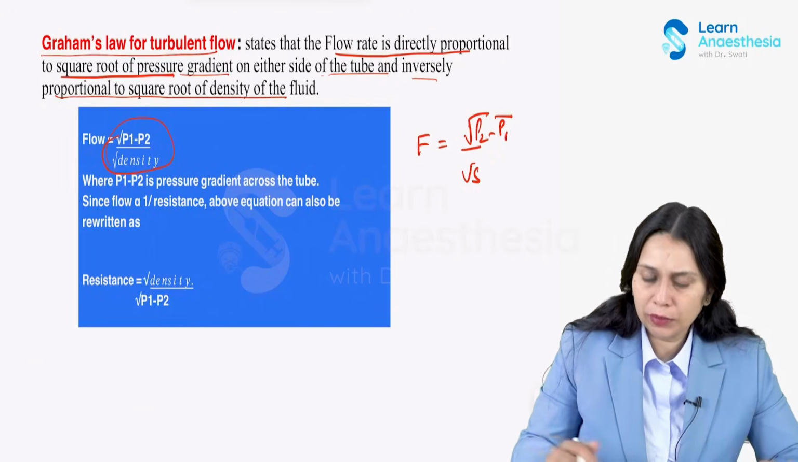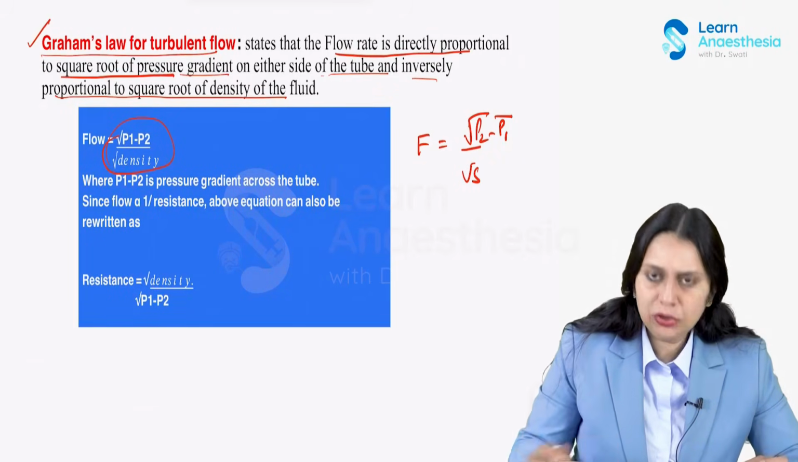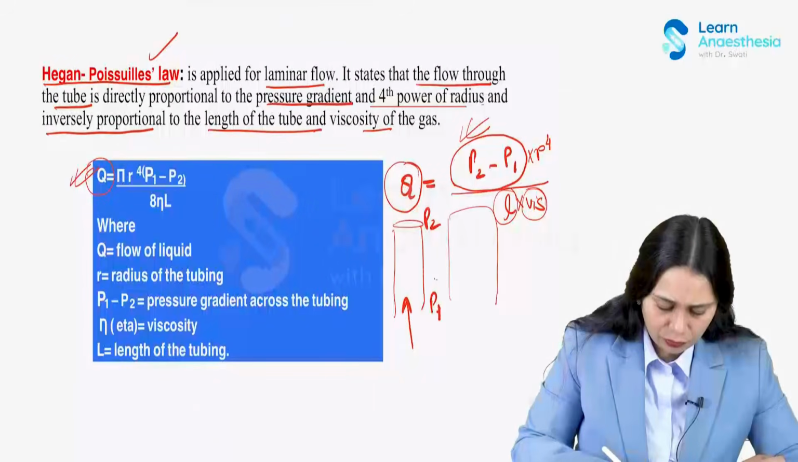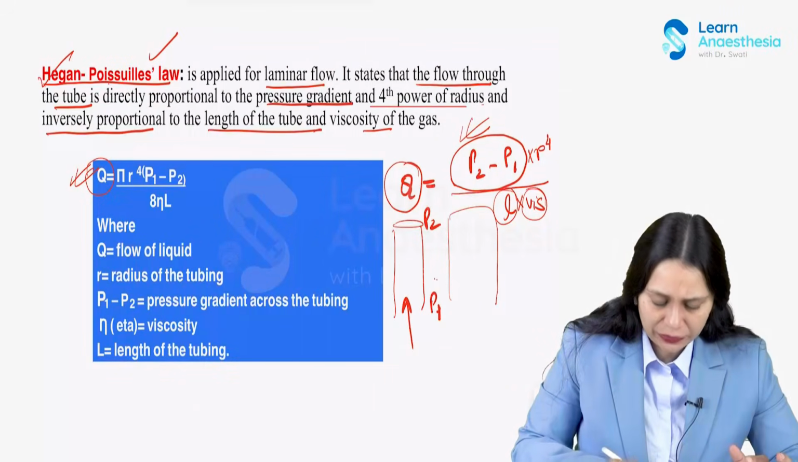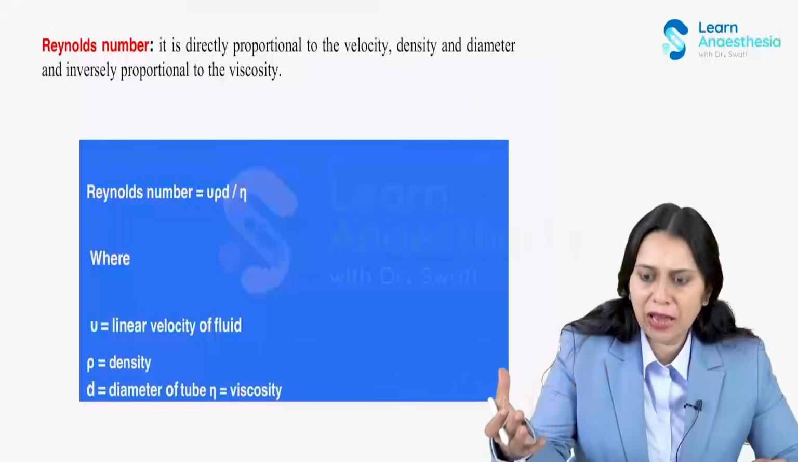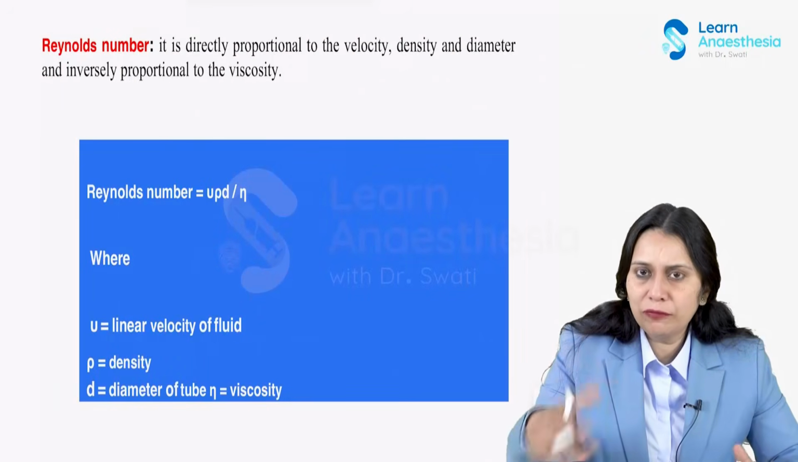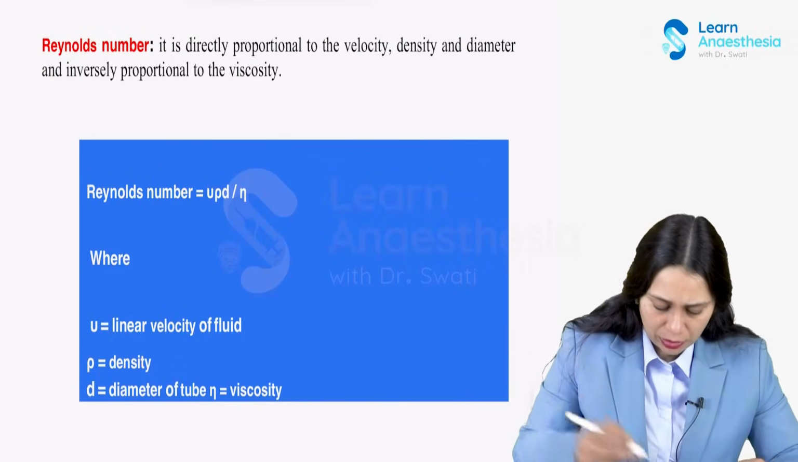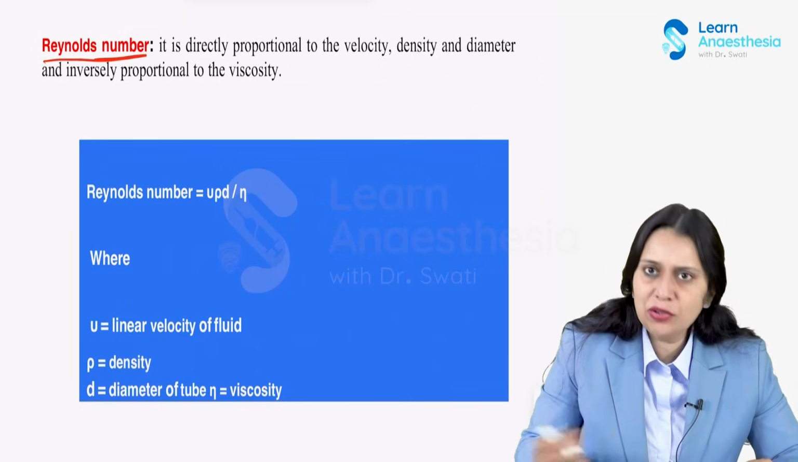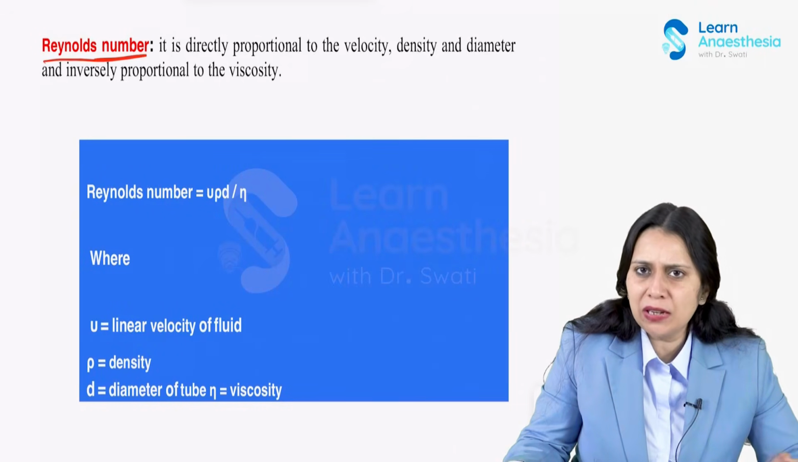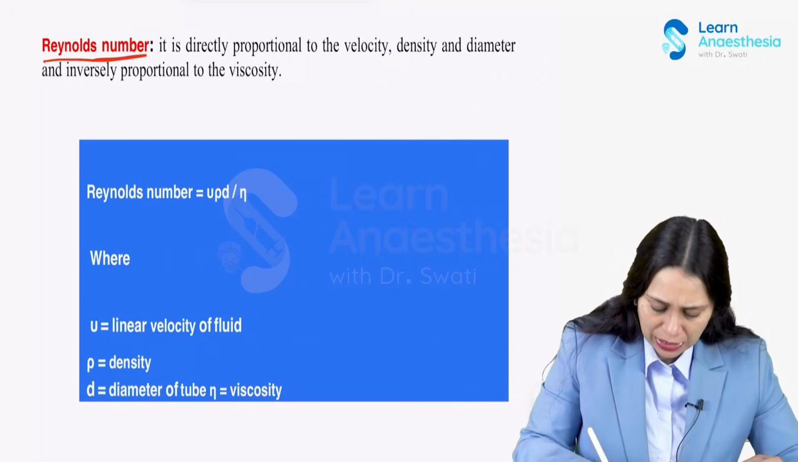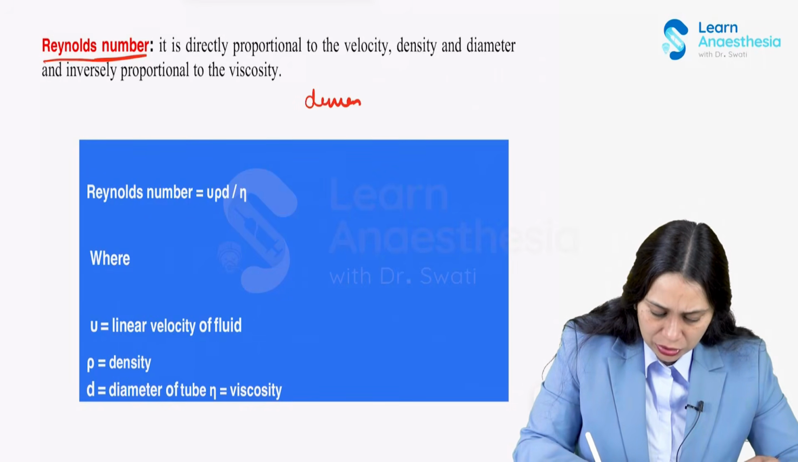So when will the flow become turbulent? And instead of the Hagen-Poiseuille law, we have to apply Graham's law for calculation. What factors does it depend upon? The Reynolds number. Now, what is this Reynolds number? It is a dimensionless number.